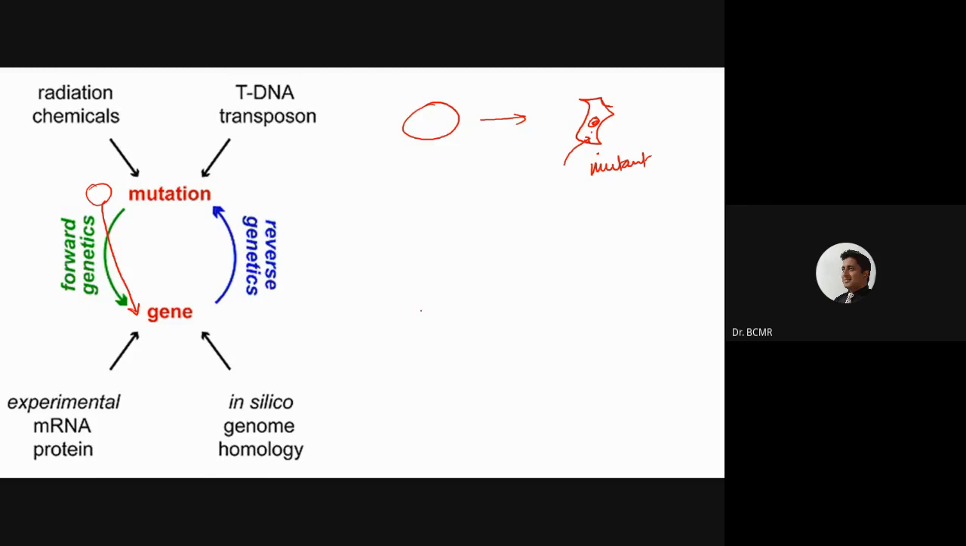If you are taking it in terms of reverse genetics, you take a cell and you have a gene, you don't know what it is doing, so you put it into the cell and you overexpress it and see what happens.